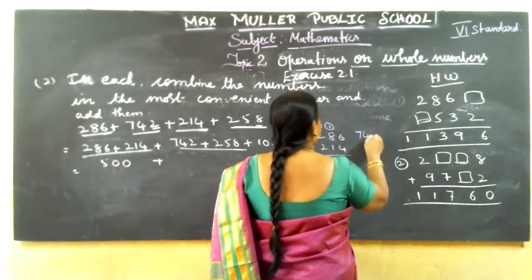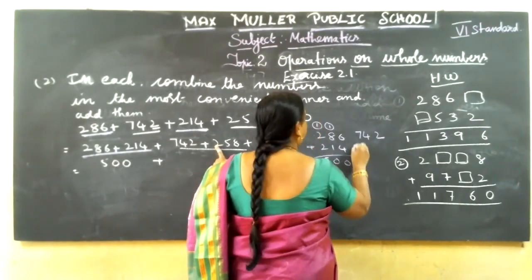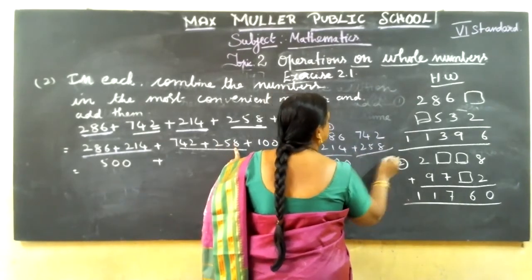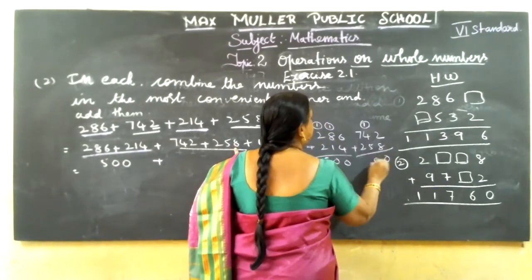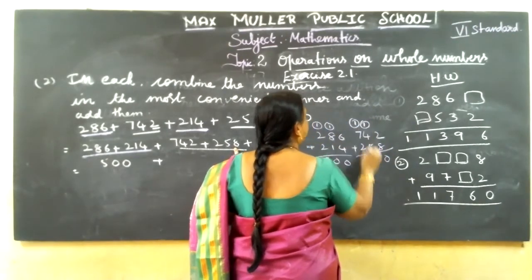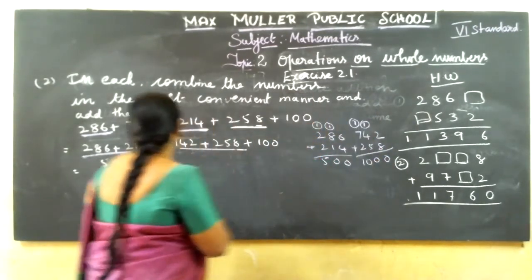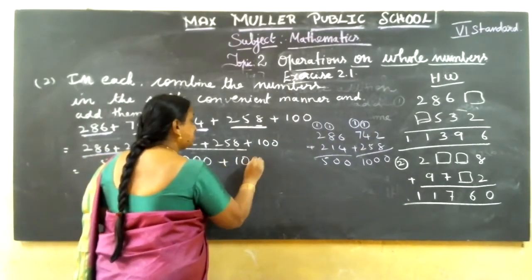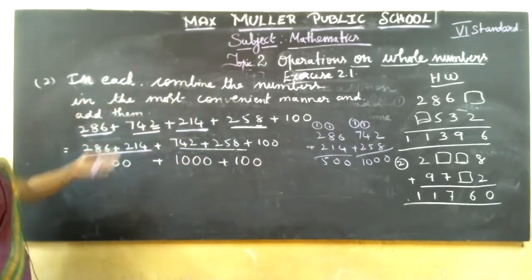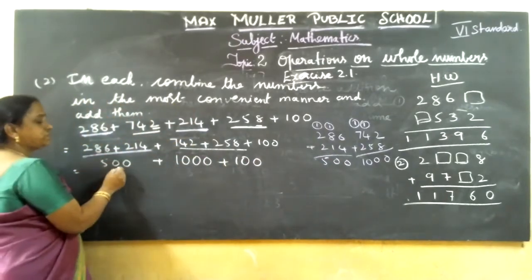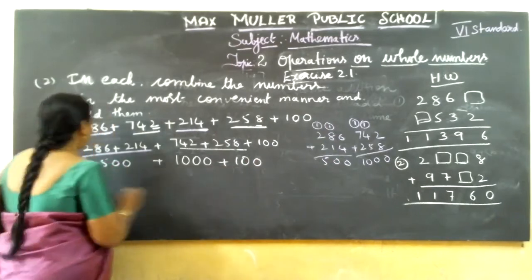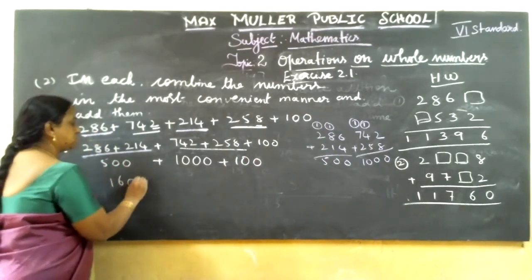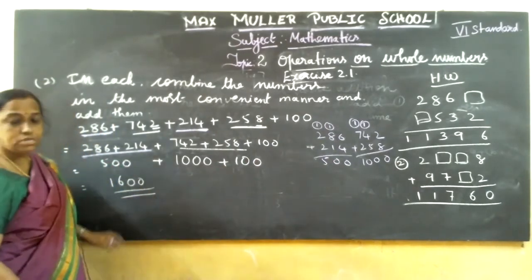700 and this, and all you should do in working column. 742 plus 258. 0, 1 carry, 0, 1 carry, 7, 8, 9, 10. 1000 plus 100. So now next step, no need to go for writing the numbers and all. 1000 plus 500, 1500 plus 100, 1600 is the answer. Clear? 1600 is the answer.